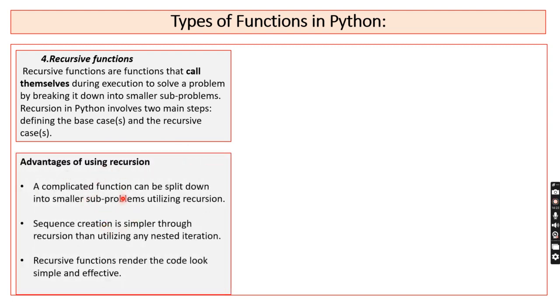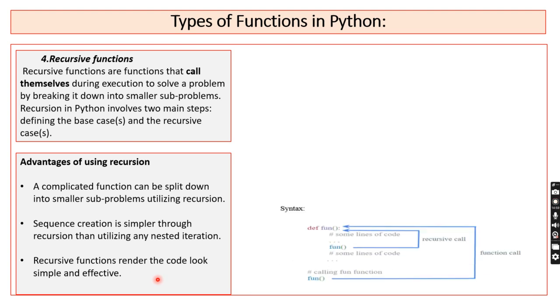What are the advantages of using recursion? Using recursion, complicated functions can be split down into smaller subproblems. The second advantage is that sequence creation is simpler through recursion than utilizing any nested iteration. Recursive functions render the code simple and effective because we are dividing a larger problem into subproblems. So the code looks simple and effective.